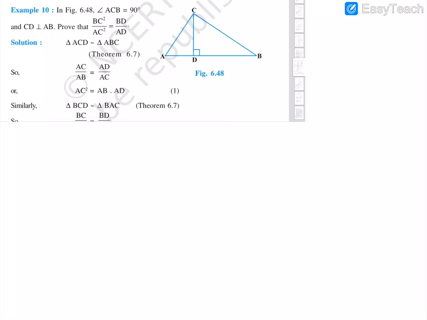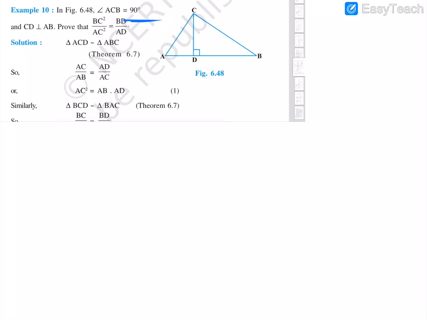So let's see. As we have already proved during the Pythagoras theorem proof, if there is any line like this perpendicular and it makes the triangle into two parts, these two parts are similar to the bigger part. So here we are taking one of the two parts, that is ACD, and it is similar to ABC, because both are right angle triangles and one common angle will always be there.